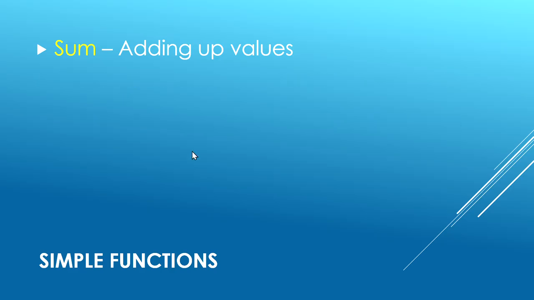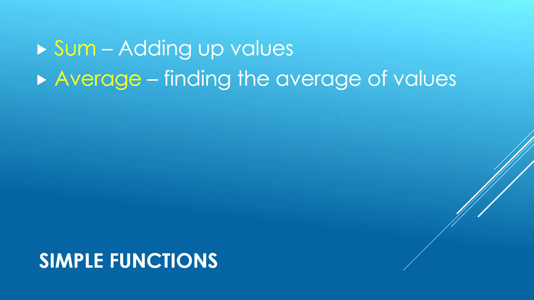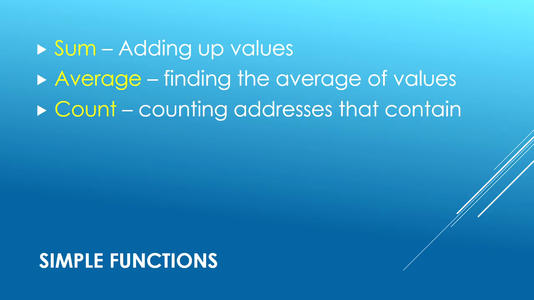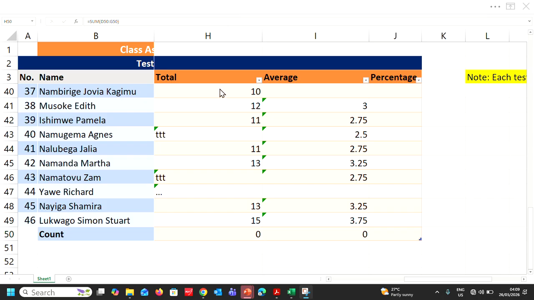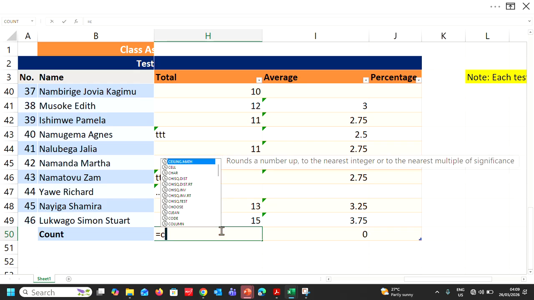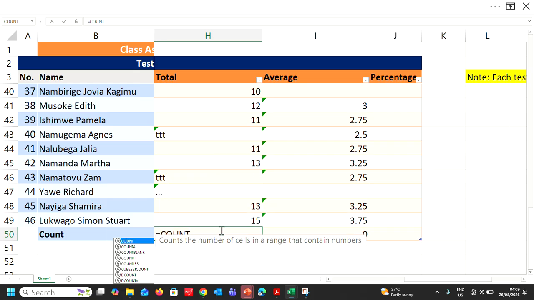So we have seen sum, average. Then we are going on to the count function, counting addresses that contain numbers or values. The ones that contain other characters or null are ignored. So the function syntax is just like in the other cases we have seen. Count, then the screen tip shows you, counts the number of cells that contain numbers.